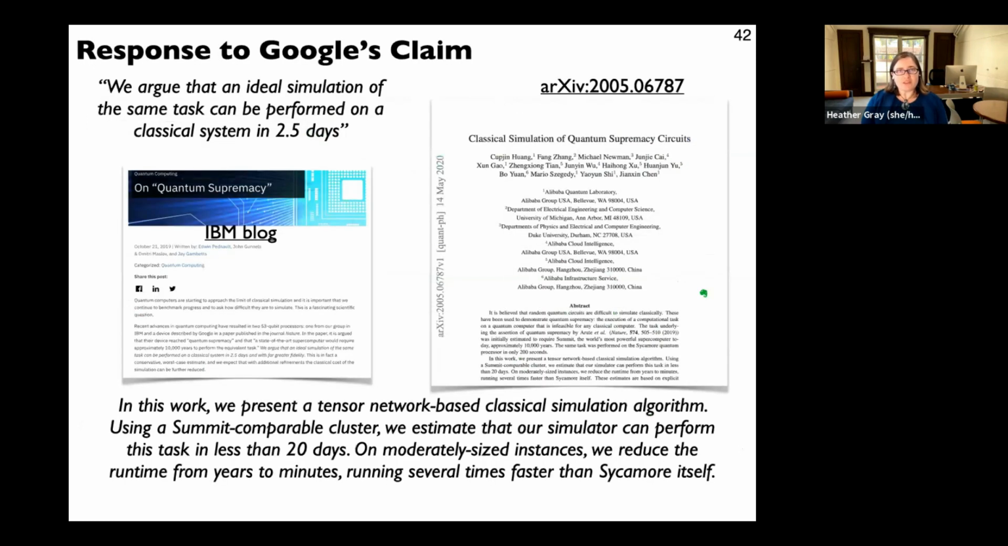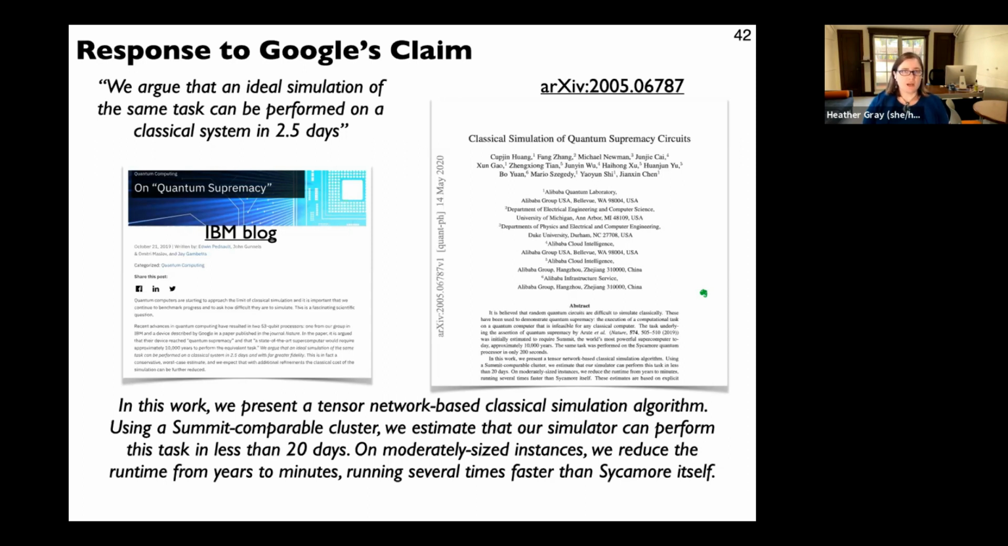So the responses were fairly dramatic to Google's claim. One response came from IBM, which was on their blog, and they stated, "We argue that an ideal simulation of the same task can be performed on a classical system in 2.5 days." And the reason that they argued this is that in this calculation of determining these 10,000 years, people hadn't thought about the fact that there's a whole lot of memory available in Summit. And so you could actually store a big lookup table and make it a lot faster.